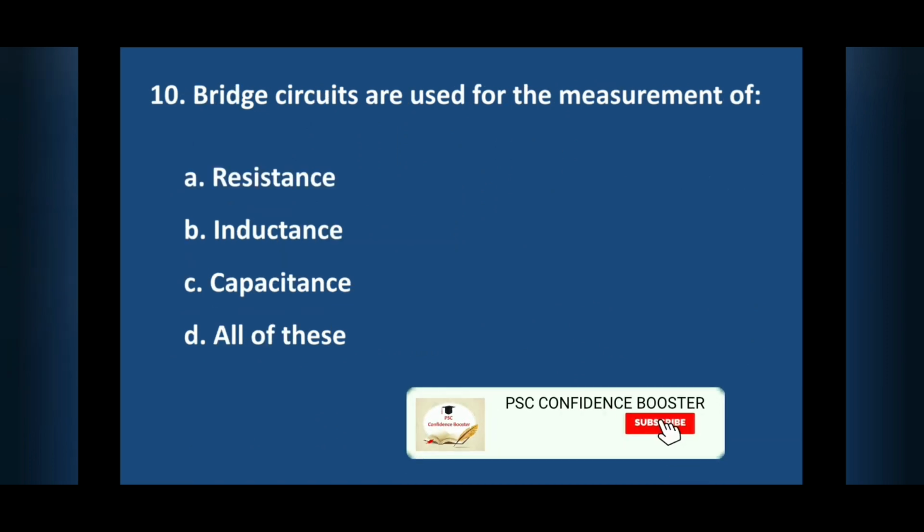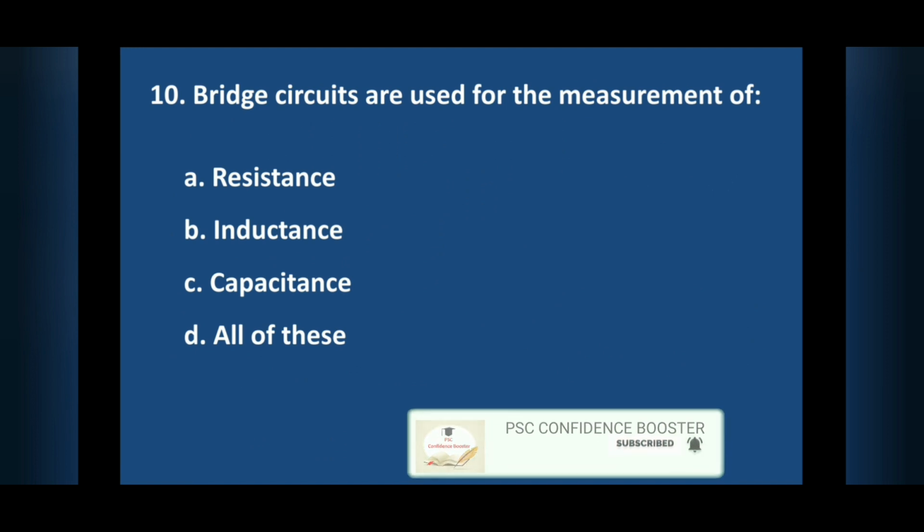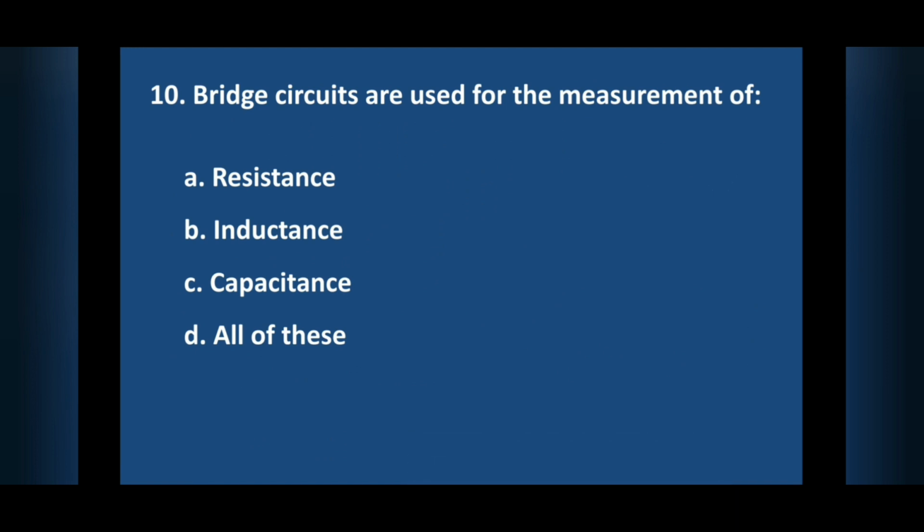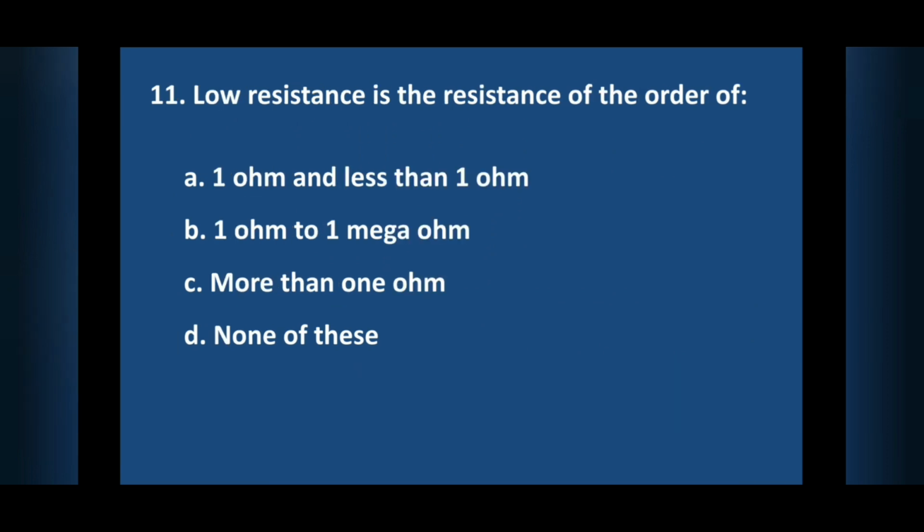Question number 10. Bridge circuits are used for the measurement of. Answer is option B, all of these. Question number 11. Low resistance is the resistance of the order of. Answer is option A, 1 ohm and less than 1 ohm.